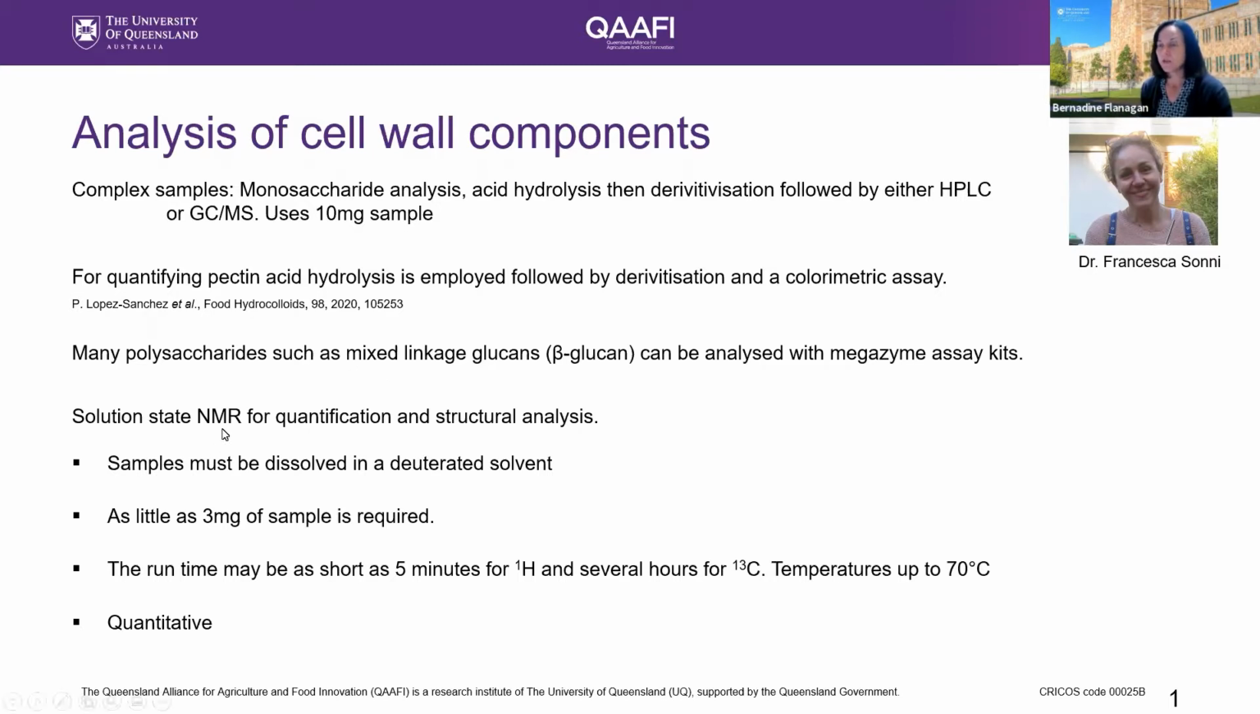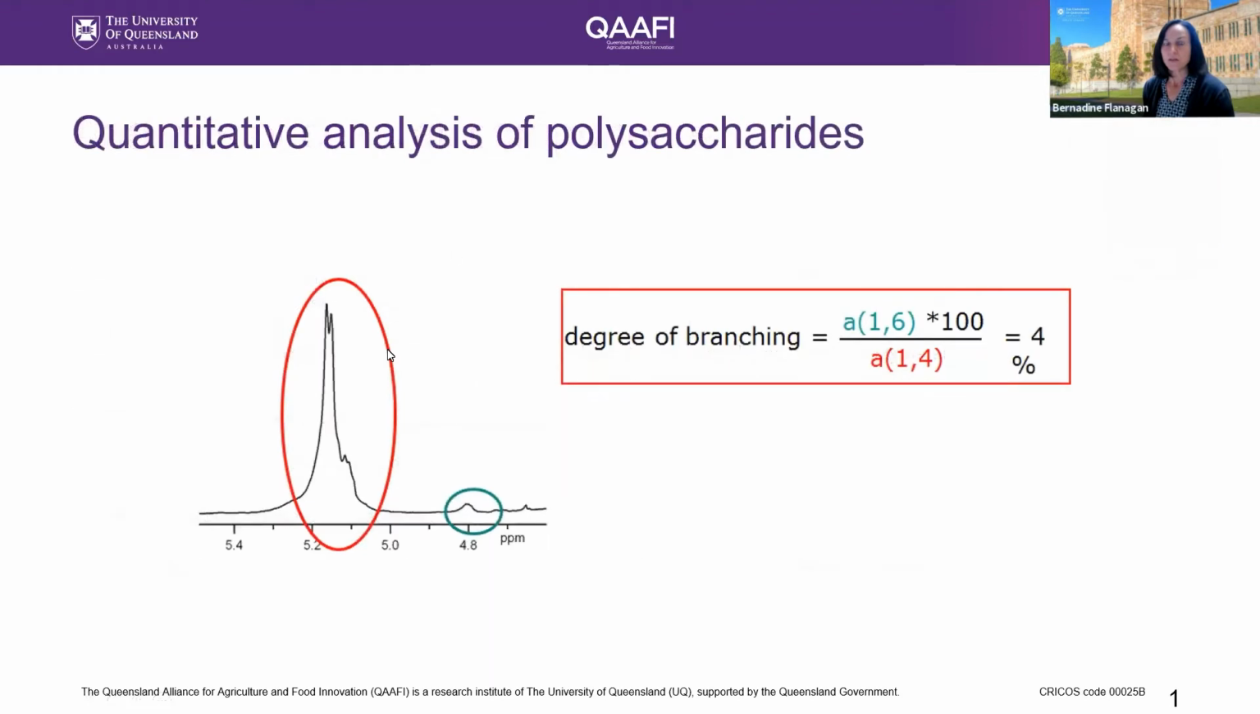So that's when we use solution state NMR. So the samples need to be dissolved in a deuterated solvent. We can use a small amount of sample. It doesn't take very long for most of the samples to run. It can be as little as 5 minutes, longer for more detailed information. And we run at high temperature, and it's quantitative. So we look at polysaccharides. This is a lovely spectrum of starch, one of my favorite things. And we can tell differences in the branching ratio. Also, you can get some information about the degree of polymerization.